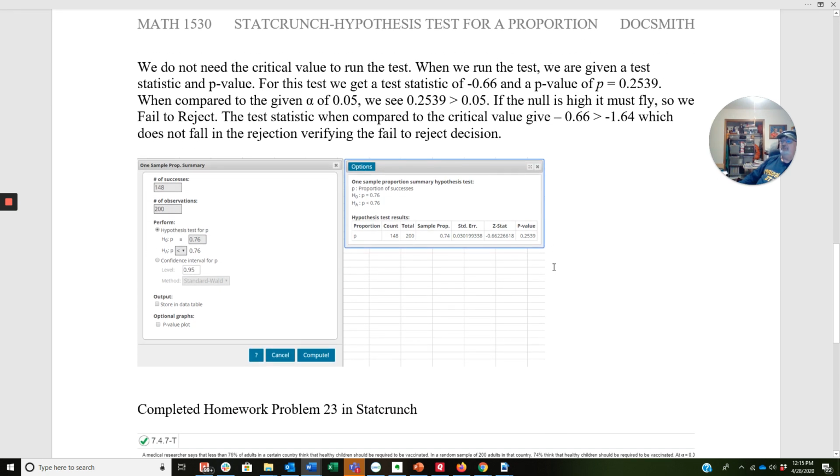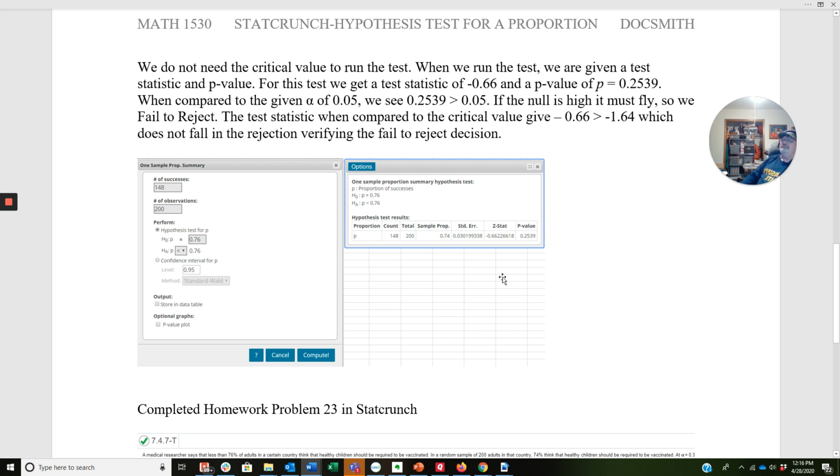Now, I'm going to run this problem in StatCrunch. I'm going to pull it up in just a minute, but this is what it looks like. 148 for the number of successes, x, and 200 for the number of observations, n. My null hypothesis is p equal to 0.76, and my alternative hypothesis is p less than 0.76. Don't be worried that the null is not less than or equal to or greater than or equal to, because that's the way StatCrunch works. You just enter everything as equal, no matter which test you run.